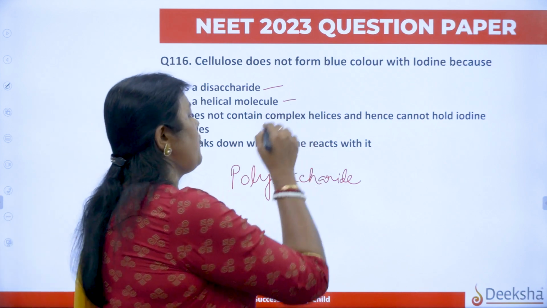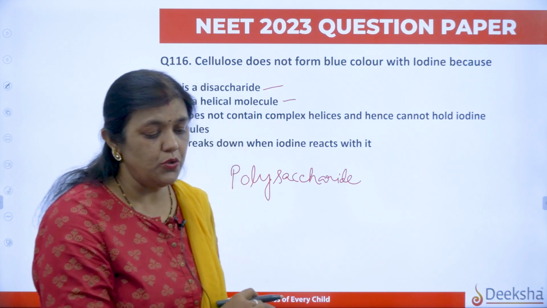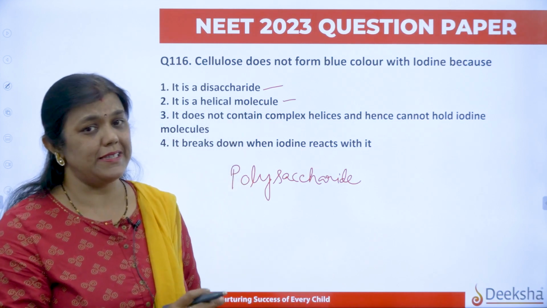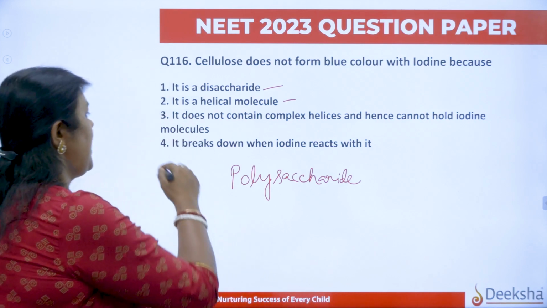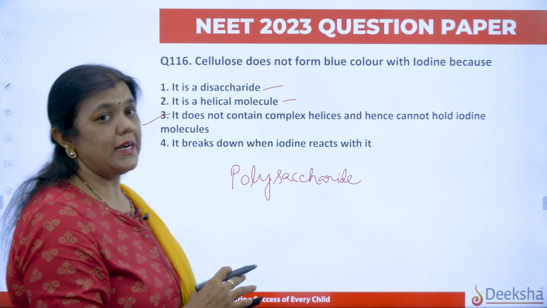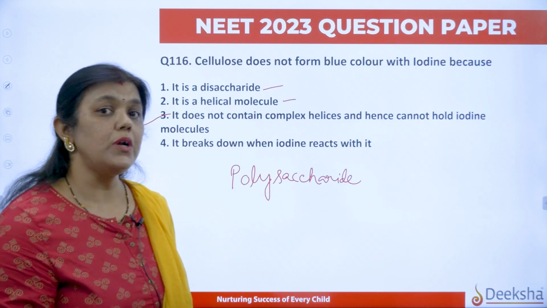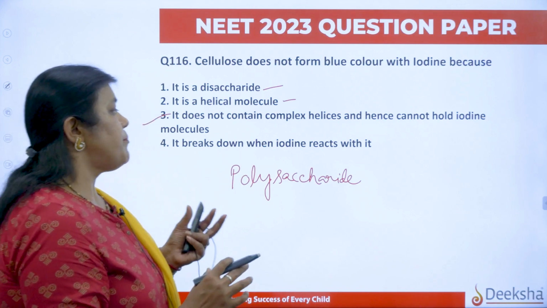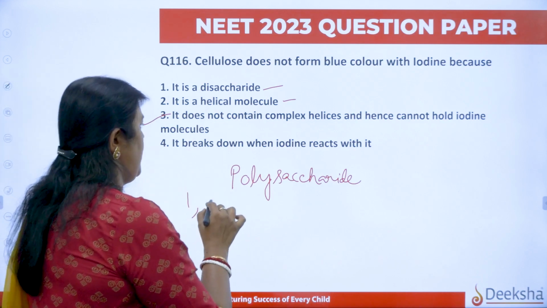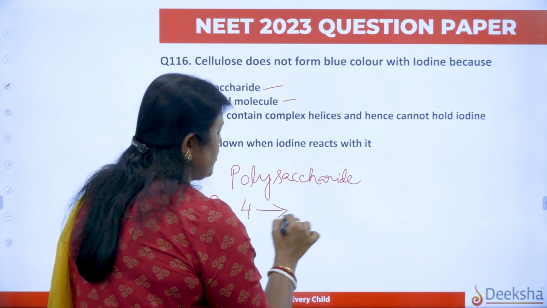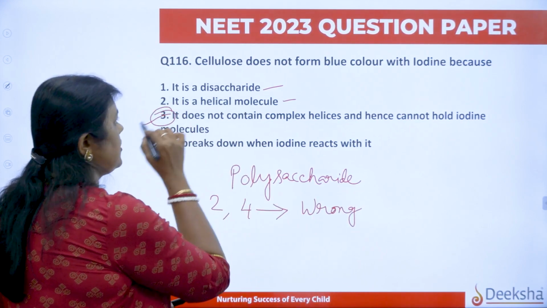Cellulose is a helical molecule, but it does not contain a complex helix structure. The sentence I'm telling matches correctly with option number 3. It does not contain a complex helical structure, only a simple helical structure, and cannot hold the iodine molecule. It does not break down the iodine when it reacts with it, so that is not the correct answer. So options 1, 2 and 4, all these three, are wrong options. So we are going to go with the third option.